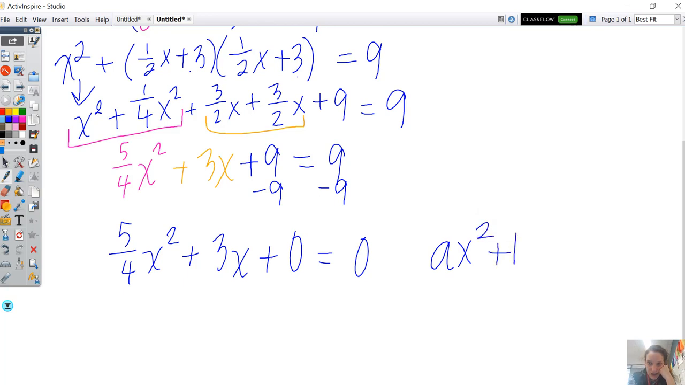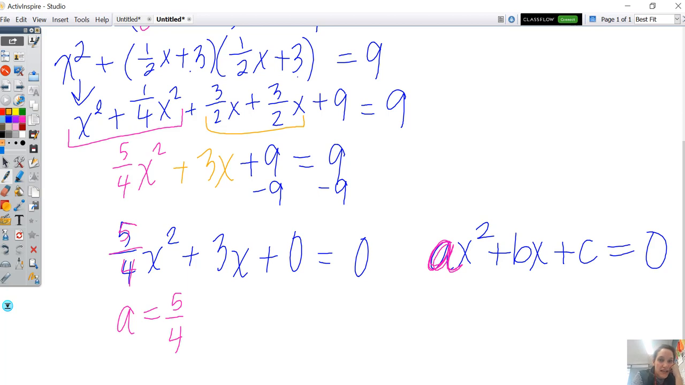So the end goal, after you FOIL and expand and combine your terms, is that your final equation should look like this: ax squared plus bx plus c equals 0. That's the standard form for a quadratic equation. Our equation looks exactly like this. So we want to identify a, b, and c. A is the coefficient of your x squared term, so our a is 5/4. B is the coefficient of your x term, so in our equation, b is 3.